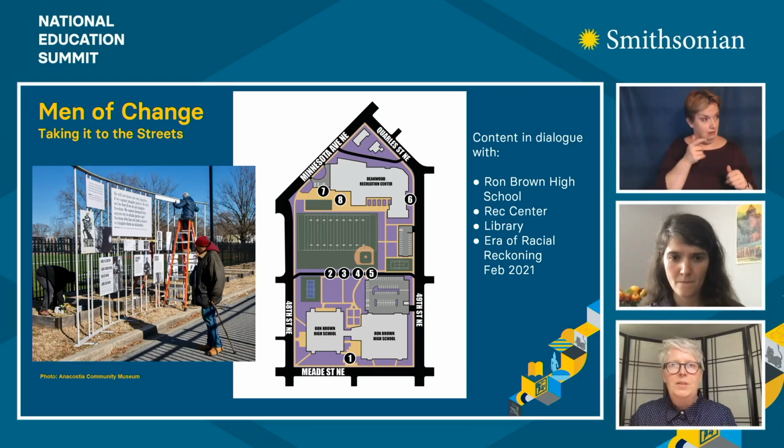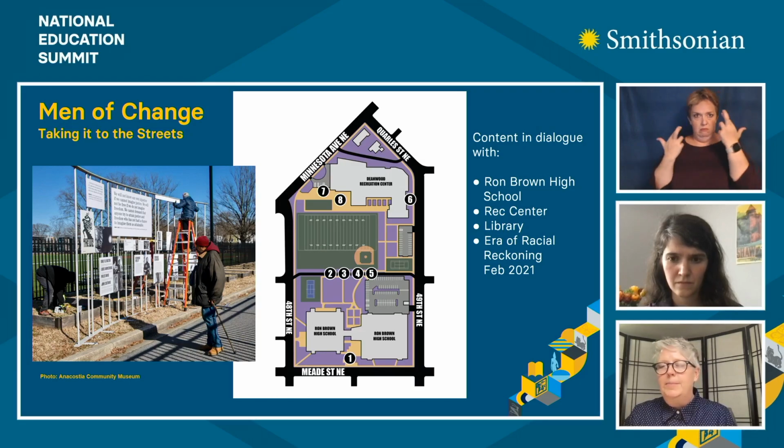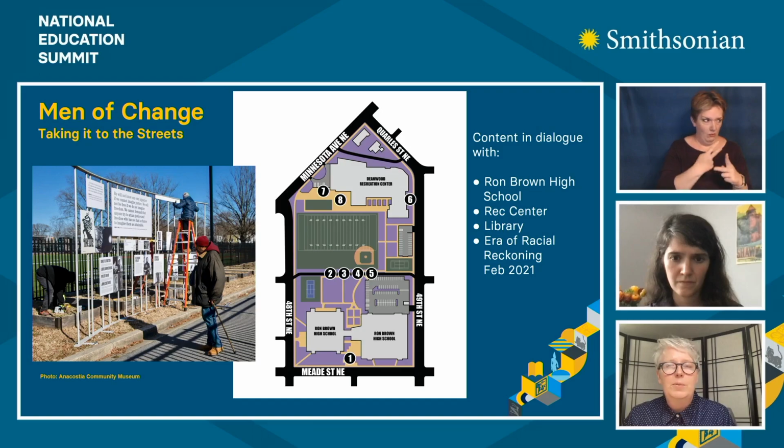But then there's also the time period, which is part of the context, which you don't think about. What does it do when you put a very positive exhibit about African-American men in a predominantly African-American neighborhood in an era of racial reckoning? We put this in February 2021, and the country was really in the throes of grappling with what kind of world we want, what kind of racial relations we want.